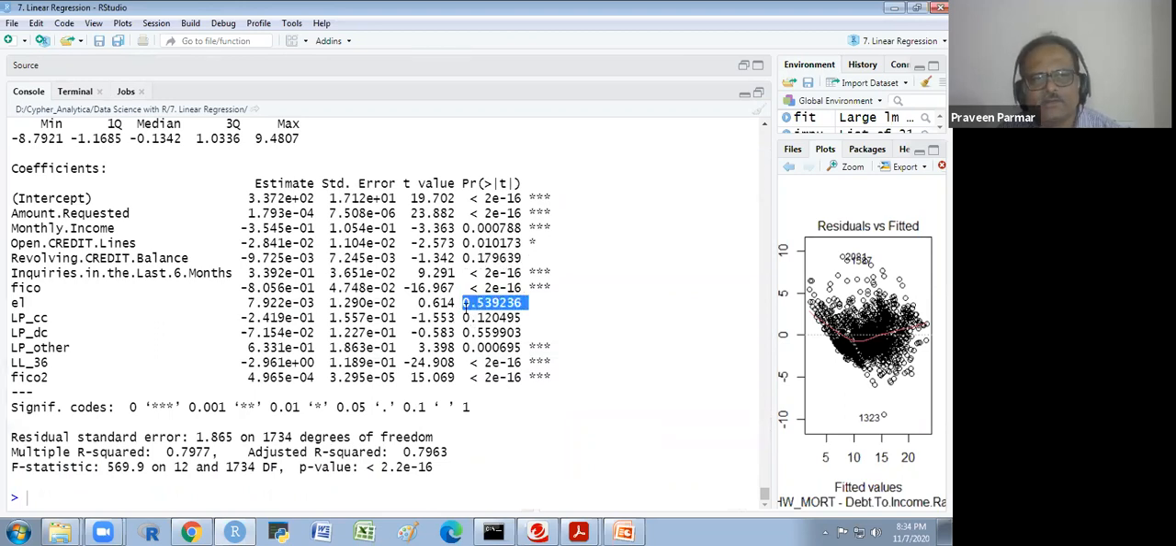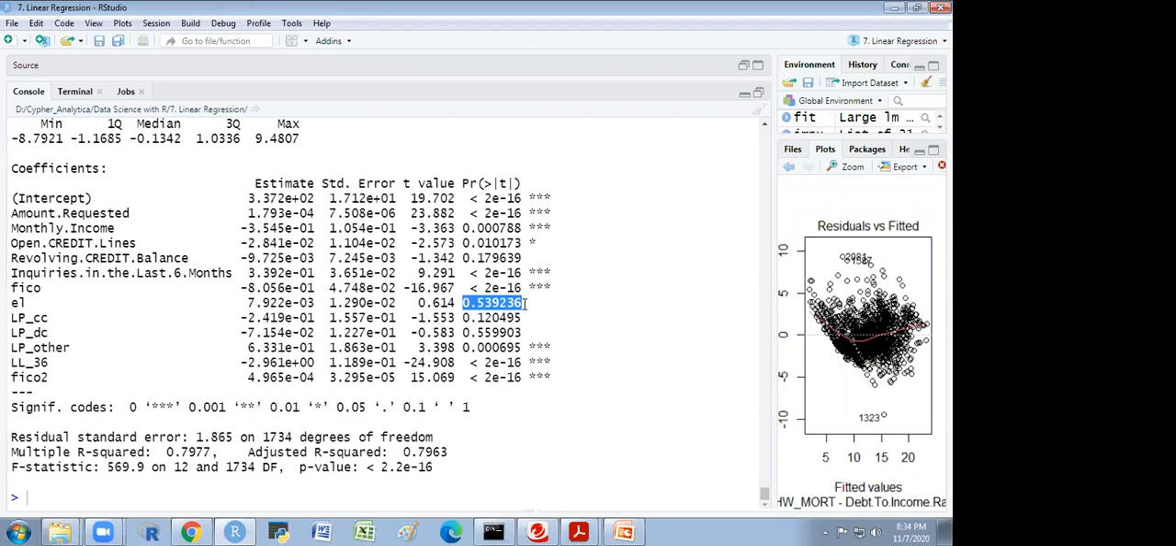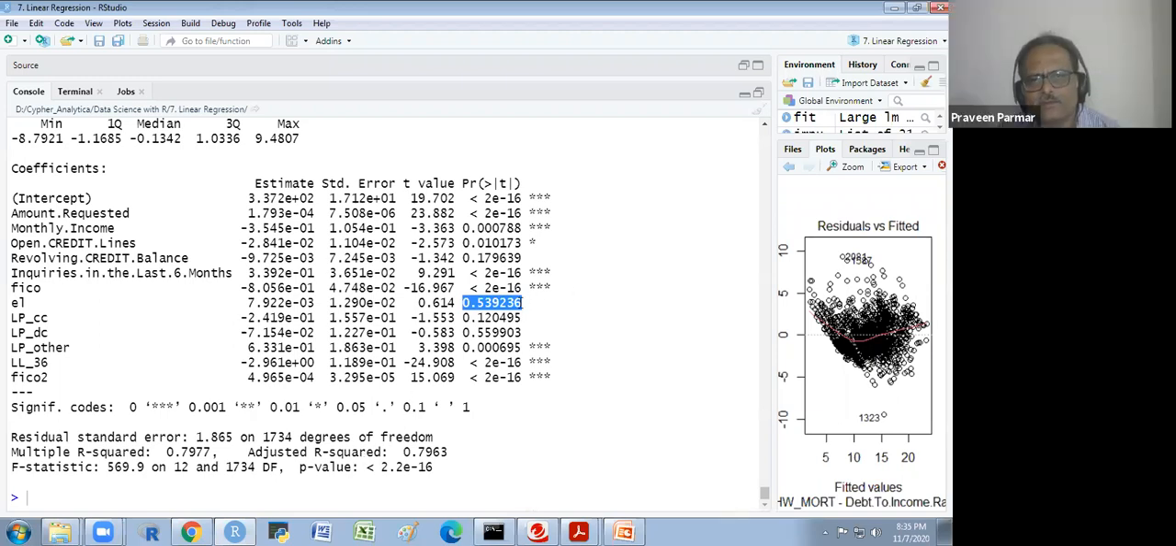Okay, it is the get some. It will change so many things. Either we have to remove this, which is the highest one now, employment length. Okay, 0.55 here, LPDC. Yes, this we could remove.